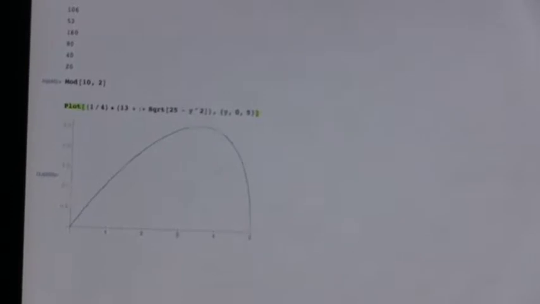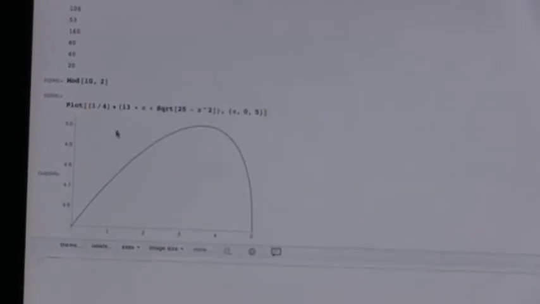Okay, so I've come up here. Oh, you know what? We did x's. I accidentally typed in the y's. So I'm just plotting, using Mathematica, what our equation looks like: 1/4 (13 plus x plus the square root of 25 minus x squared), as x goes from 0 to 5.